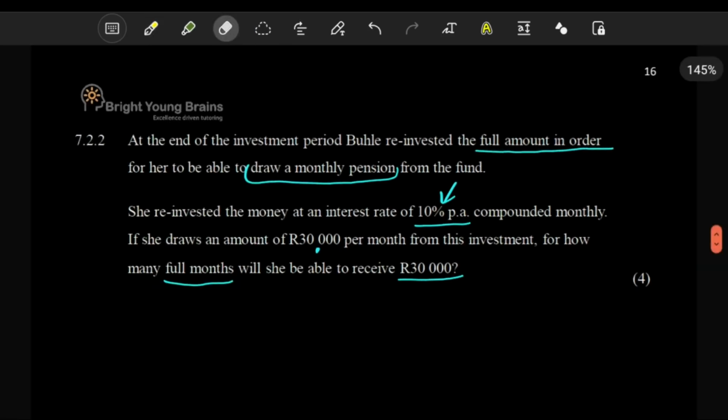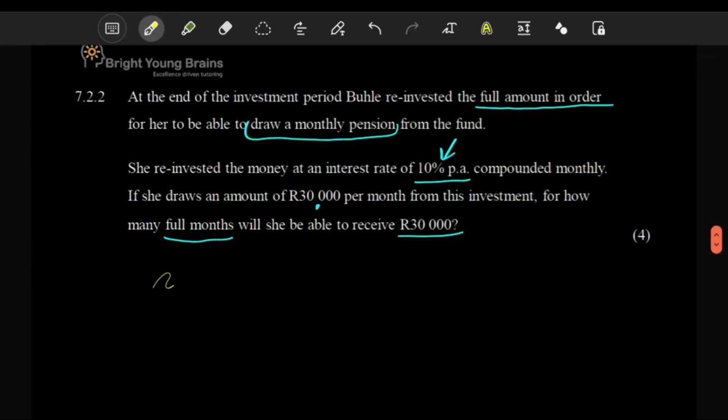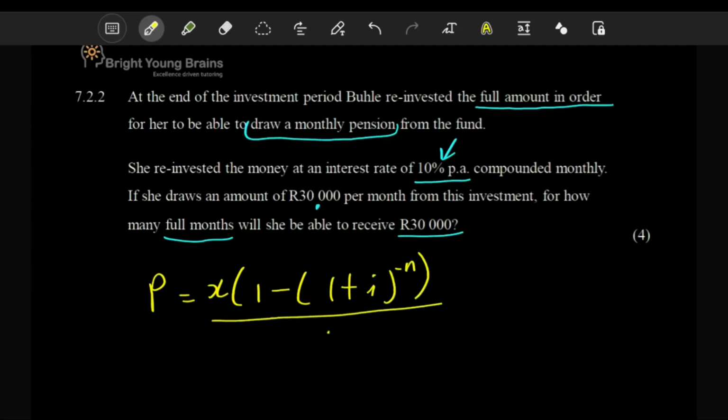But anyways, in this case, we said we're going to use the P formula. P is equal to x, and then here 1 minus (1 plus i) to the power of negative n, and then the whole thing over i.